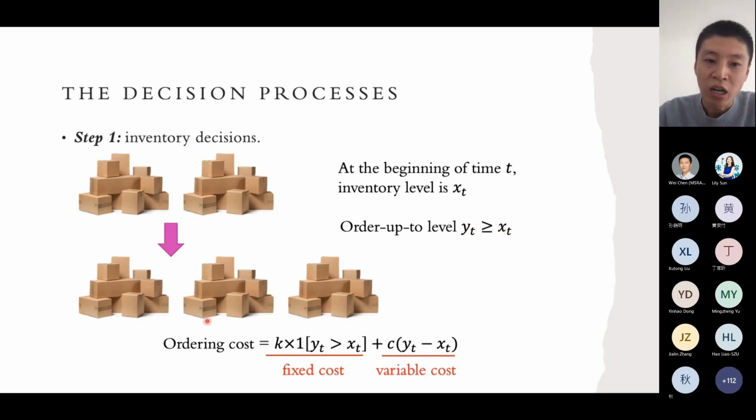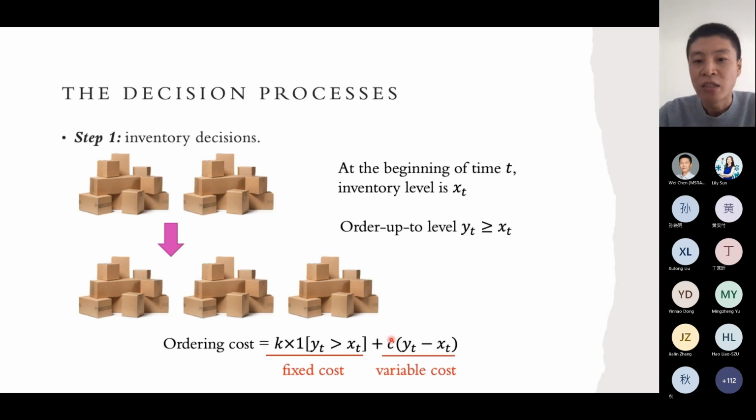And now the ordering cost involves two parts. One part is the so-called fixed cost. It's the setup cost if we decide to introduce any new inventory. As long as yt is greater than xt, we have this single fixed cost K, which would involve, say, the setup cost for arranging transportation and so on.